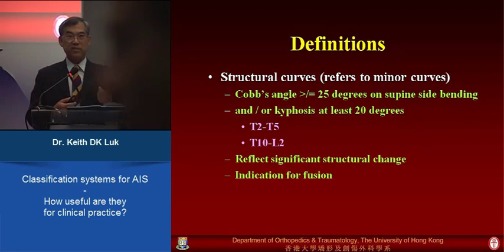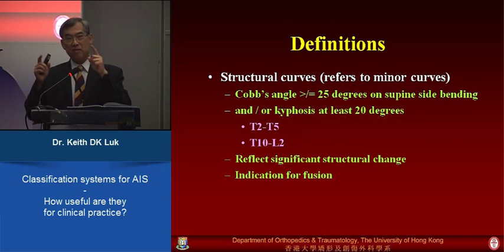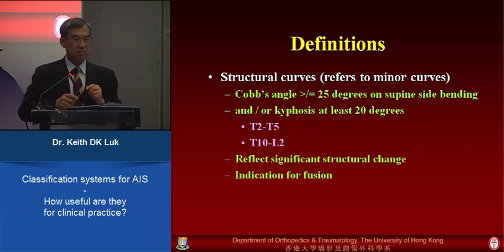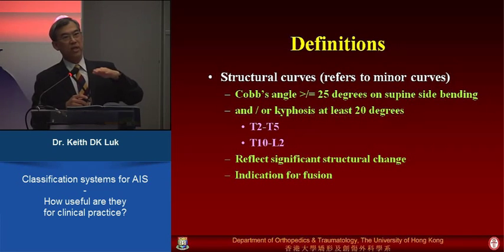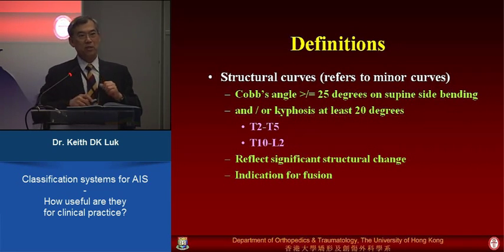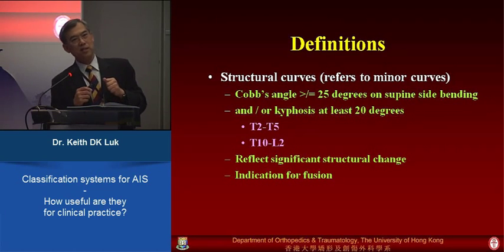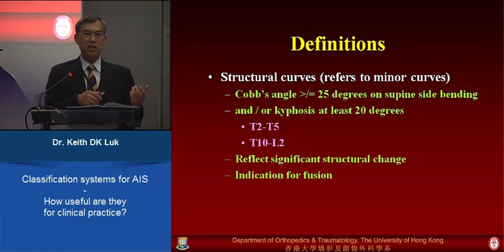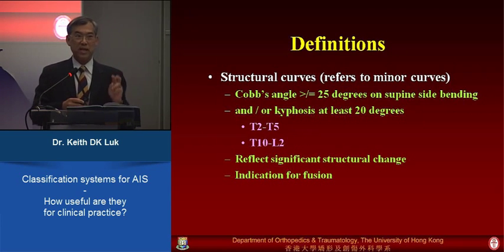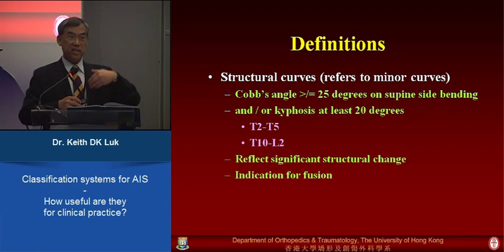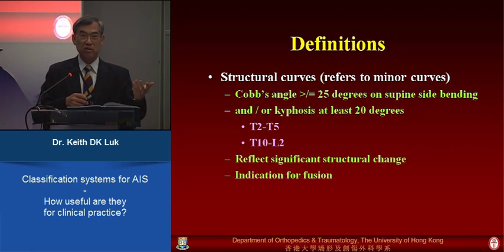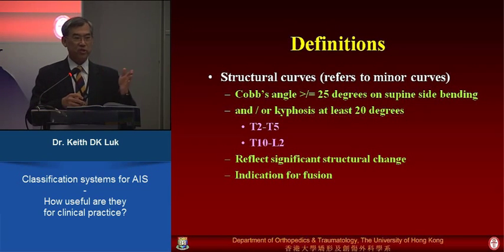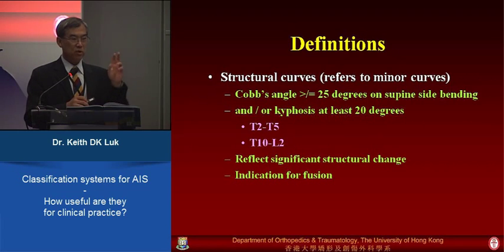But in the Lenke classification, they use flexibility as a criterion for defining structuralism, if there's such a word as structuralism. And they use 25 degrees as a cutoff line on the bending film. So it depends on how hard you bend. If you bend harder, the curve becomes less than 25. You bend less hard, it becomes 26. And then by definition, that becomes a structural, Lenke structural curve. And because it's a structural curve, you're advised to have that fused. Right, so you can see the consequence of the definition.